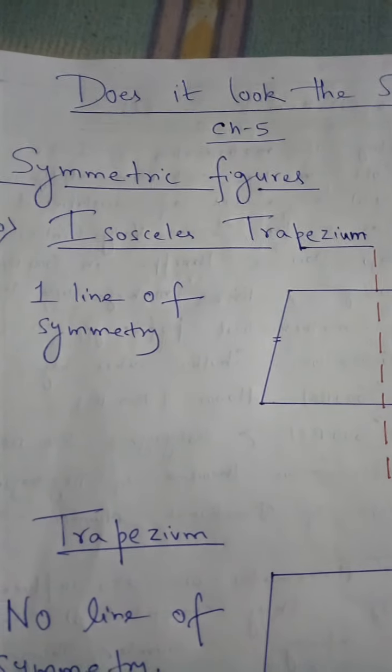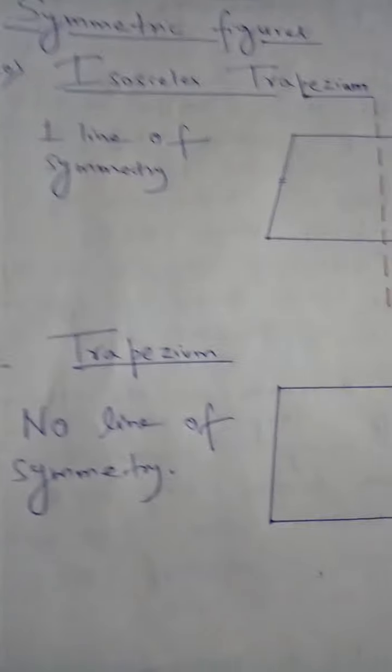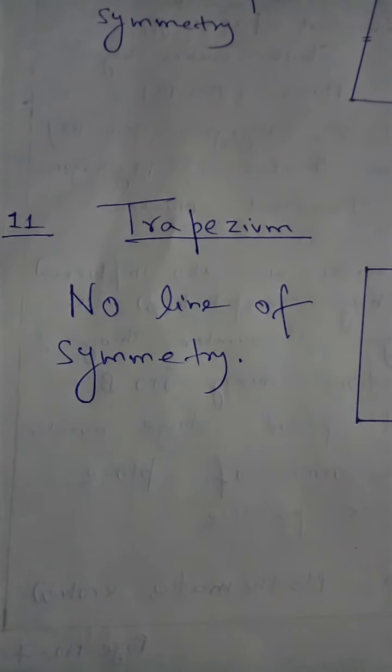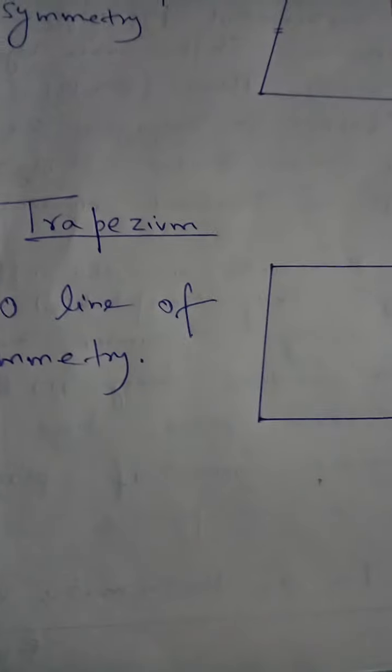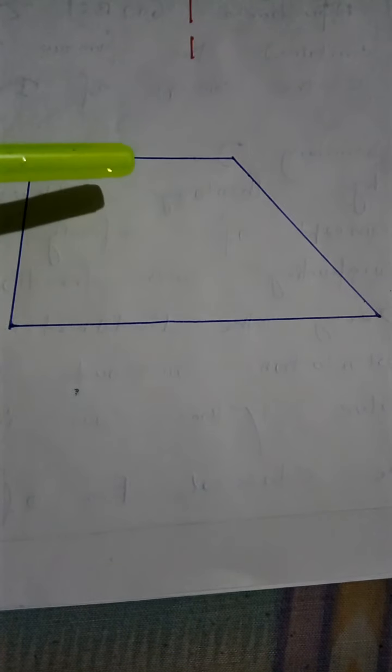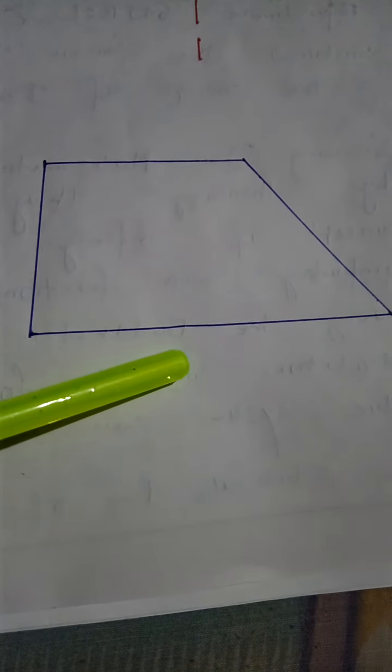Today also we will discuss some symmetric figures. So let's start. First I will start with this figure. The figure name is trapezium. Now what is a trapezium? In a trapezium, the upper side and the bottom side are parallel, and the remaining two sides are not parallel.